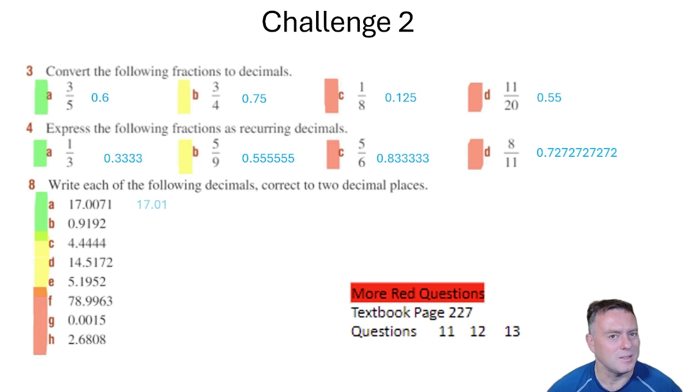And then when we round these guys, we get 17.01. 0.92 because we round up because of the 9 next to the 1. 0.444 becomes 4.44. 14.51 then becomes 14.52. 5.19 becomes 5.20. 78.99 rounds up to 79. But notice that I've still put the zeros in because it's saying to 2 decimal places. 0.0015 becomes just 0.00. So that's the most accurate value that it is closest to. And then 2.68 leaves 2.68.